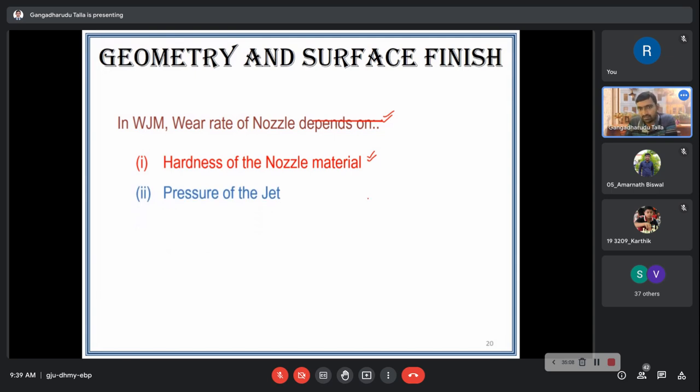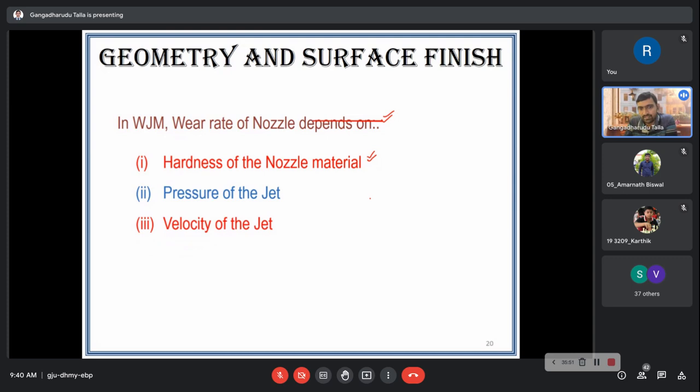Now pressure of the jet. If the pressure of the jet is high, nozzle wear rate will be high. But anyhow, we should have high pressure for cutting purpose in water jet machining. Now, how much? Based on the requirement, you have to decide how much pressure is required for the given cut. Use that much amount of pressure. Don't go beyond. Don't use excessive pressure. If you are using extra pressure, it is waste of energy, waste of power. Not only that, your nozzle will also lose its life quickly.